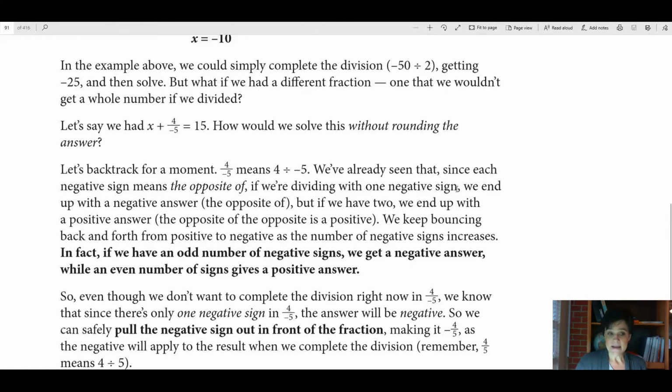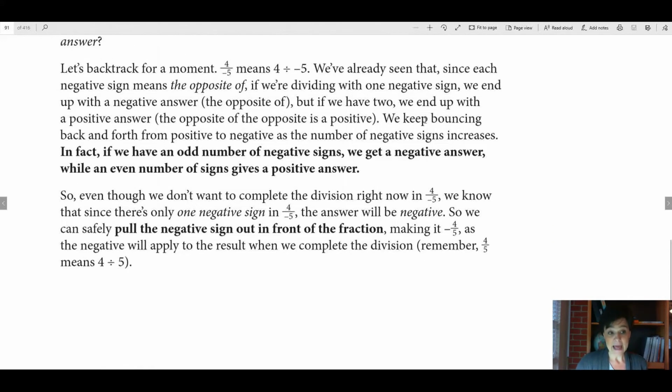We've already seen that since each negative sign means the opposite of, if we are dividing with one negative sign, we end up with a negative answer, the opposite of. But if we have two, we end up with a positive answer. The opposite of the opposite is a positive. We keep bouncing back and forth from positive and negative numbers. So this right here written in black and bold is very important. In fact, if we have an odd number of negative signs, we get a negative answer, while an even number of signs gives a positive answer.